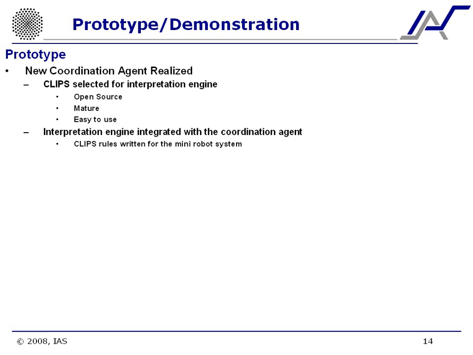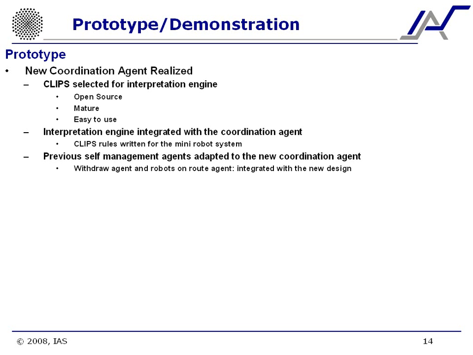So this meant that I had to write CLIPS rules to model the system behavior and make the system behave in the way that's described in my design documents. Then the previous self-management agents that existed had to be modified a little bit so that they can interact with the new coordination agent, which meant modifying the withdraw agent and the robots en route agent. Then a GUI was added to control the coordination agent because the coordination agent has multiple parameters like enabling logging or enabling or loading different rules. So a GUI was added to make this easier for the user.